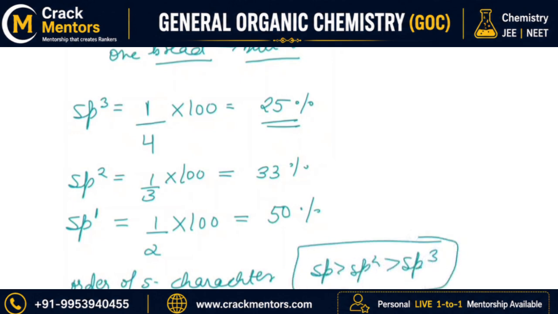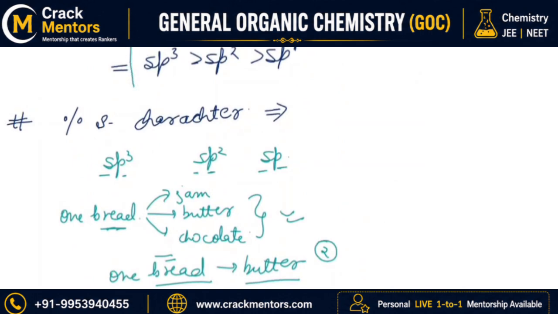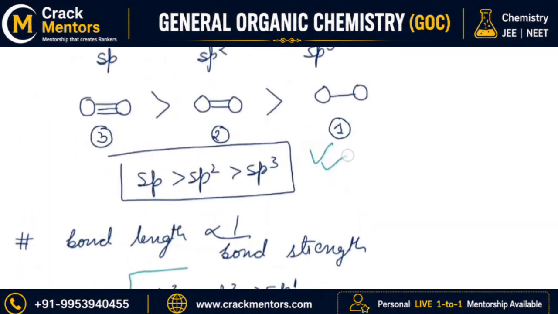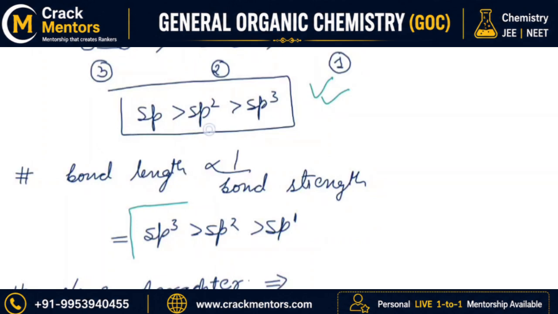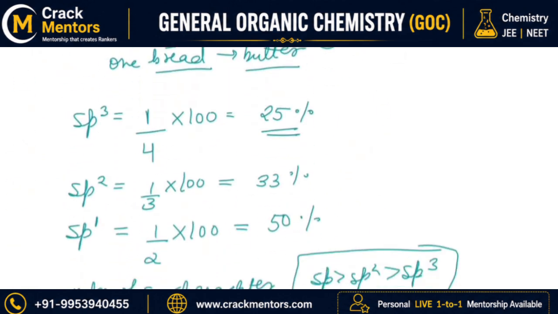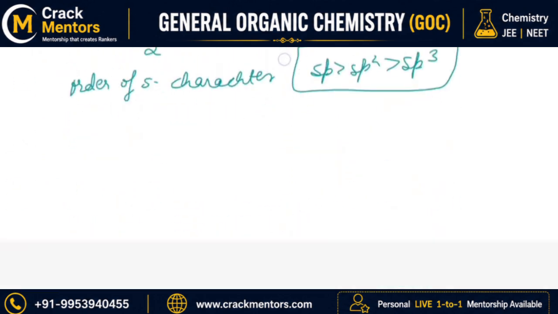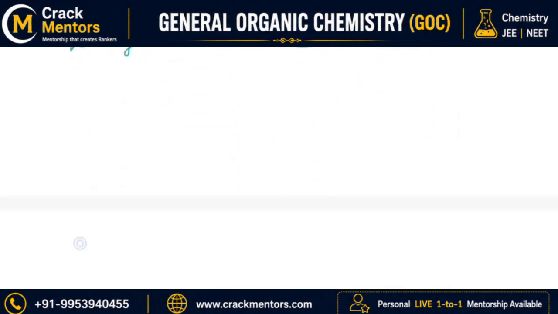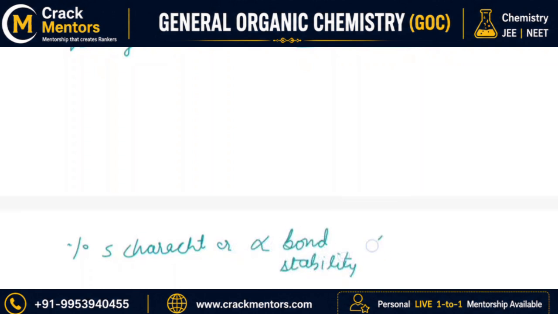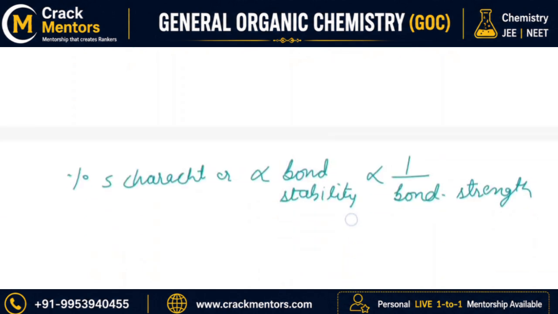So this order and the bond strength order are in the same manner: sp, sp2, then sp3. Here also sp, sp2 and sp3. Therefore, it is commonly said that percentage S character is directly proportional to bond stability, and it is inversely proportional to bond length. This is a commonly spoken thing. Now, if I summarize up to here, I would like to say 3 lines to you.